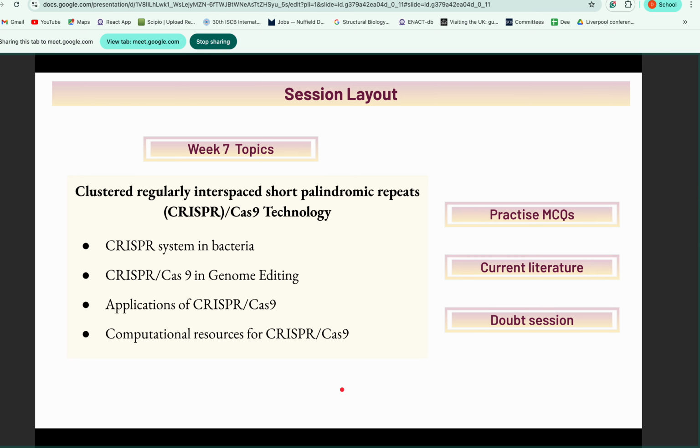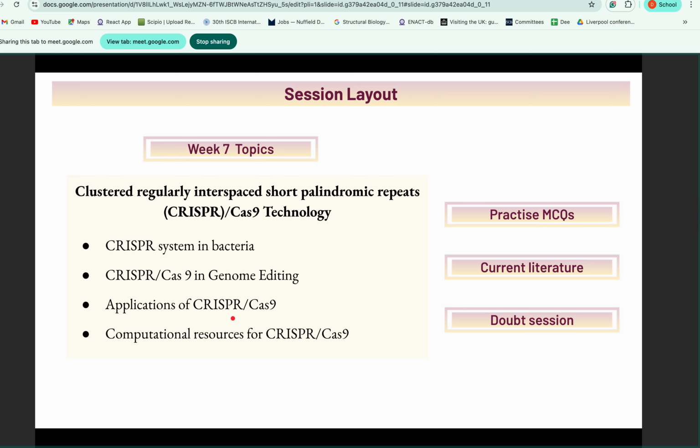In this session, we'll look into the CRISPR-Cas9 technology, which stands for clustered regularly interspaced short palindromic repeats, Cas9 technology. We'll go into these topics. Firstly, we'll see the CRISPR system in bacteria. Then we'll see how we can use this CRISPR-Cas9 in genome editing.